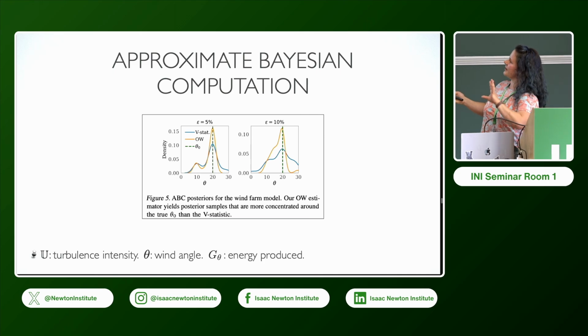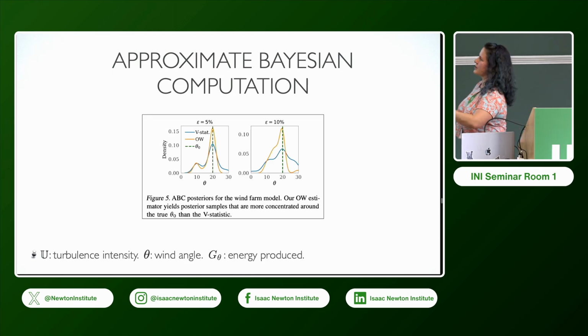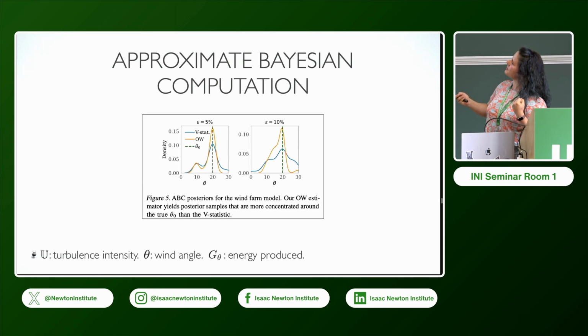And this is a somewhat toy example, in that we know what the true value was. Well, it's not toy, we ran the simulator, so we know what the input value was. And the message here is the optimally weighted estimator is more peaked around the true value of theta, the true value of the wind angle.